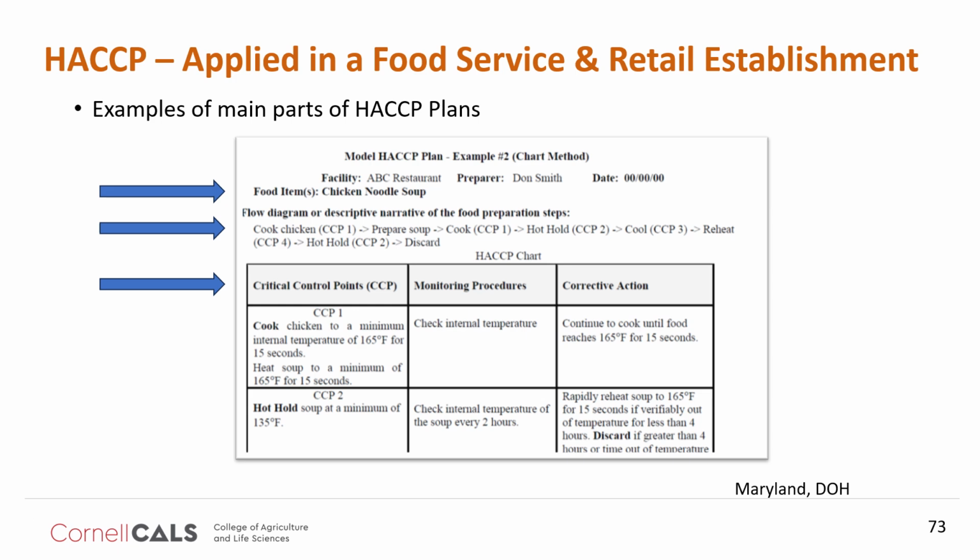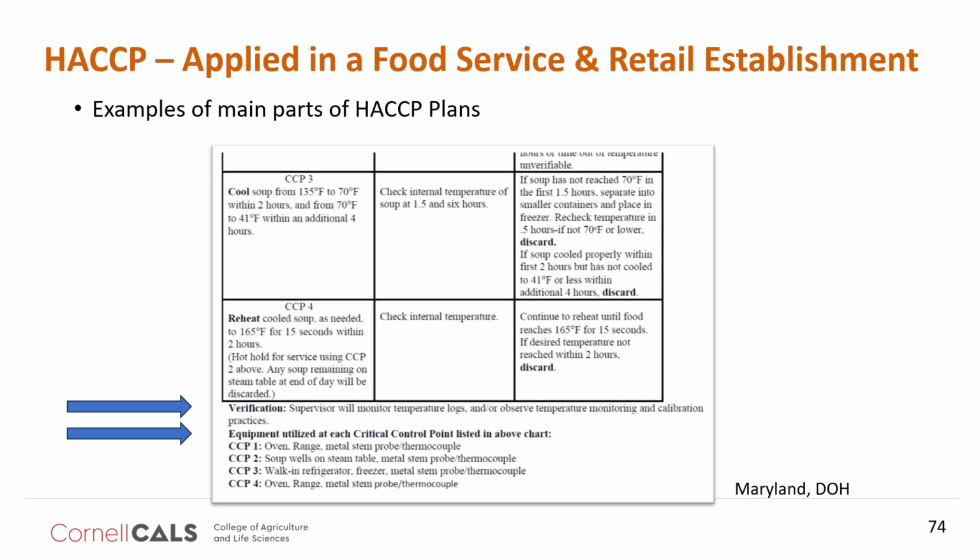What is the critical limit? What is the monitoring procedure? What are the corrective actions for each? Here we have a CCP 1 and CCP 2. And if we continue down, CCP 3 and CCP 4. After, it defines the verification steps and finally the equipment that is needed.